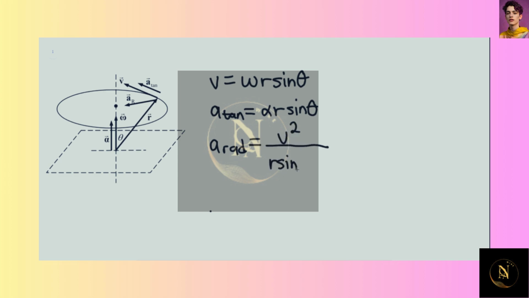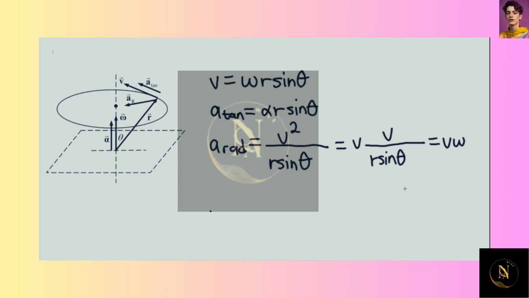We know that the radial acceleration would be given to us by v squared over r sine of theta, and this would be equal to v times v over r sine of theta, which would essentially be equal to v times omega. We know the velocity and the tangential accelerations are parallel to one another, and the angular velocity and angular accelerations are also parallel to one another.